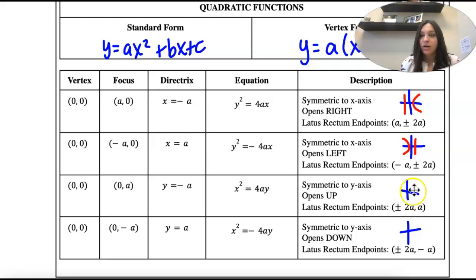If you have x squared with a positive 4, it's going to open up. That's what we looked at with the directrix underneath. X squared with a negative 4, it's going to open down with the directrix on top.